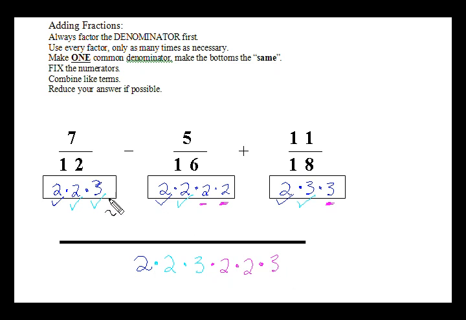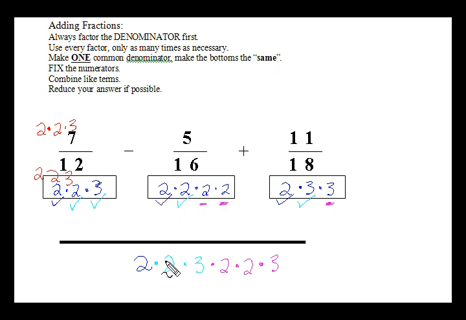I must go back to each original fraction and make that denominator the same as this new denominator. So with these 6 factors, let's see, this already has a 2, 2, and 3, which is the first 3 factors. It's missing another 2, 2, and 3. So what I give it in the denominator, I must also give it in the numerator. 2 times 2 times 3, which will also be multiplied to the 7.